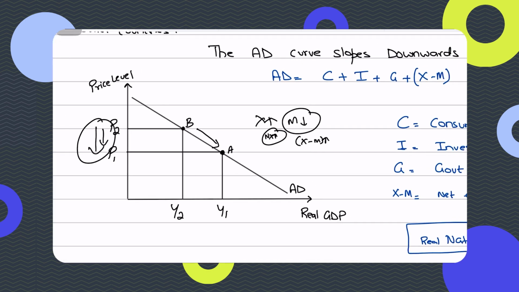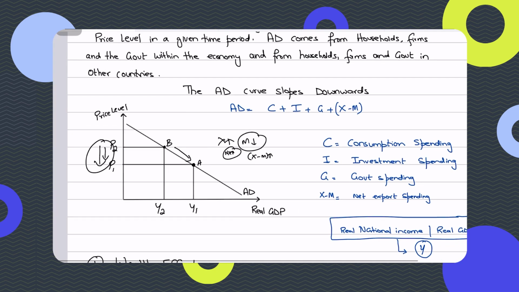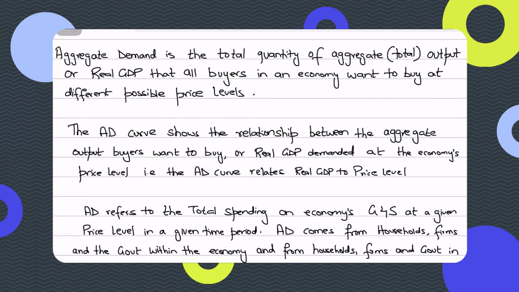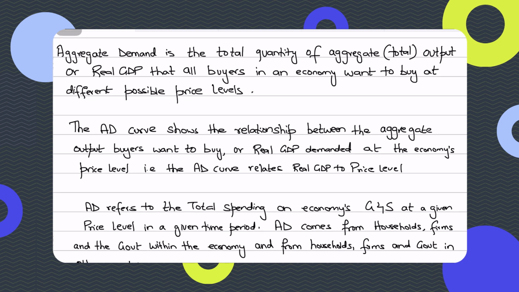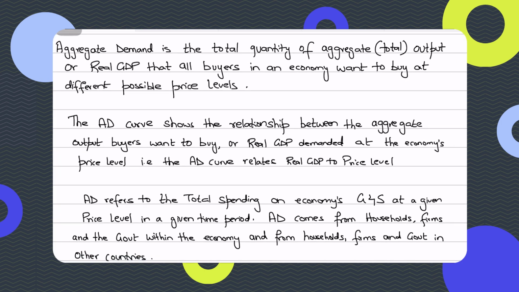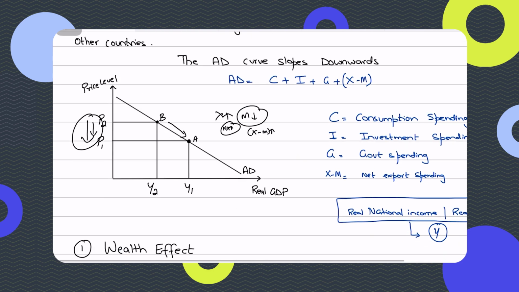actually slopes downwards. And like I said in the start, that aggregate demand curve shows a relationship between aggregate output, that is total real GDP, that buyers, that is consumers, firms, foreign buyers, domestic buyers, government would want to buy, or real GDP demanded at different price levels, right? So the AD curve, or that line, is relating the real GDP to price level.